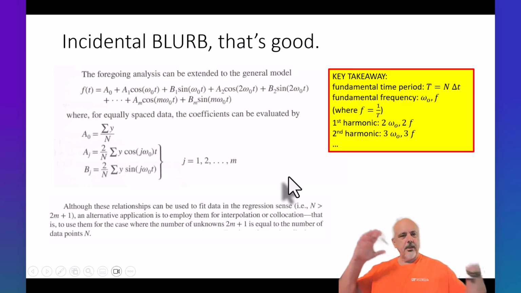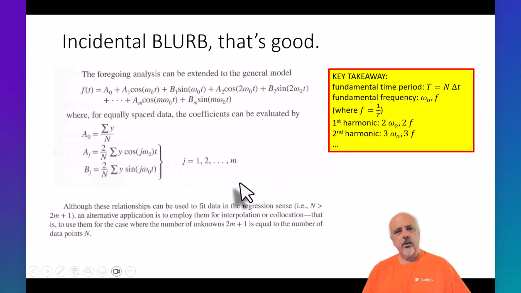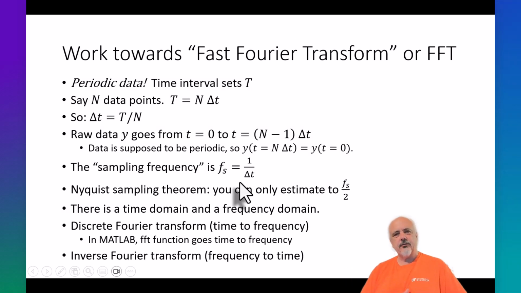Okay, so if you think about how to take the least squares and extend it to additional harmonics, it would work. So I thought this was a very important thing to say here, and it kind of leads us into where we're going to go with the fast Fourier transform, or FFT. So we're going to talk about a time interval that sets the capital T. And then we're going to have n data points so that the time period is n times delta t. So delta t is the time divided by n, and that's an easy one to get.